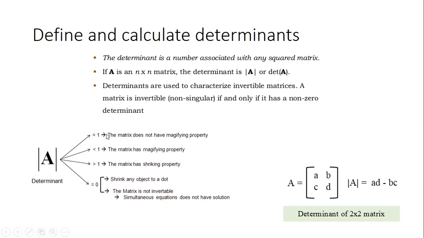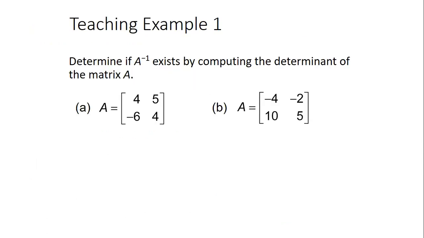Okay, so what does it mean? If your determinant equals 1, it means that there are no magnifying properties. That just means it's not going to change. It is what it is. If it's less than 1, the matrix has magnifying properties. If it's greater than 1, the matrix has shrinking properties. And if it equals 0, it will shrink an object to a dot. So it's just changing the size. This goes back to linear transformations, which we don't focus on in this class, but that's what these are referring to. So first thing is to determine if A inverse exists by computing the determinant of the matrix.